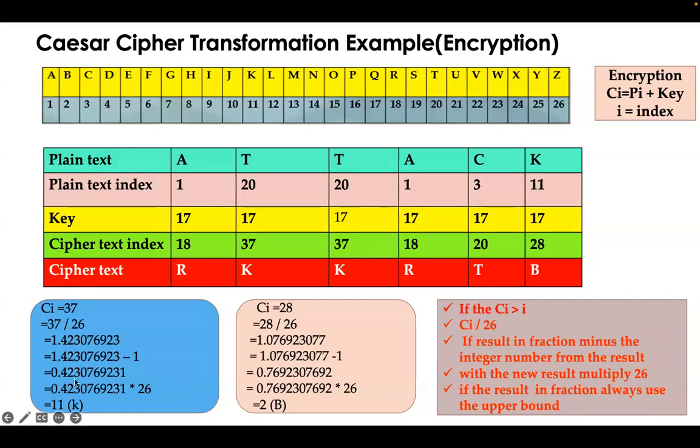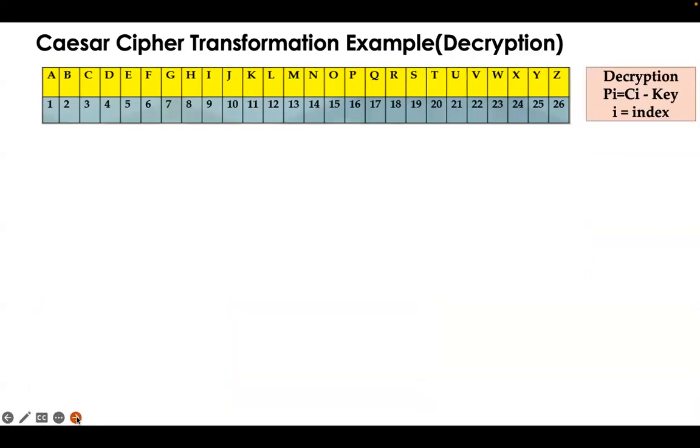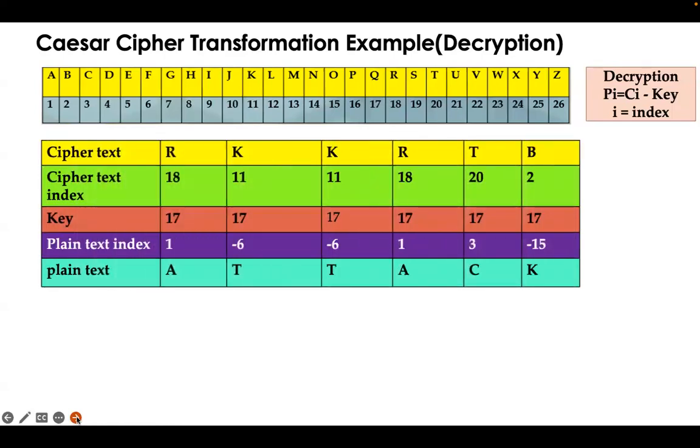Now, let's see about the decryption method. For this decryption method, the formula is a little bit different, but a little bit similar also. For decryption, we have a rule for how we can get our plaintext index: by minus our key from the ciphertext index.